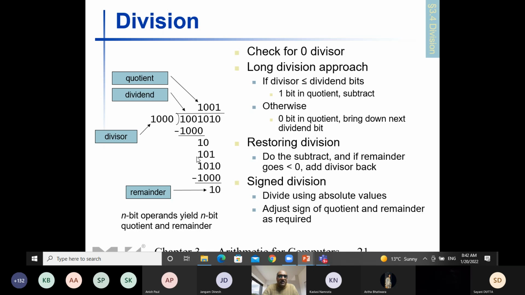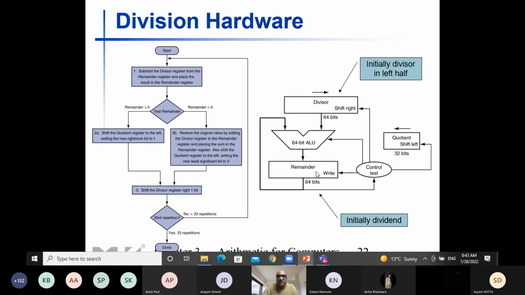And then the divisor cannot be subtracted from the remainder, from the last remaining portion of the dividend. So here, every time you are subtracting, the remainder we obtain is from the dividend through the successive subtractions of the divisor. Initially we place the dividend in the remainder register, and then the divisor over here, and then the 64-bit ALU will perform the subtractions.